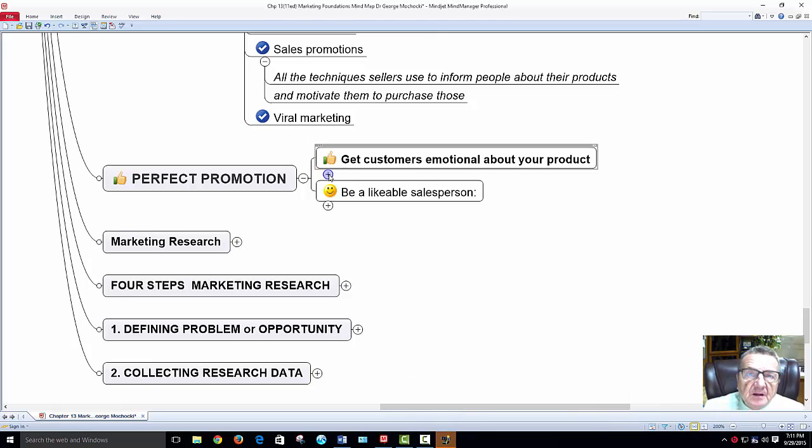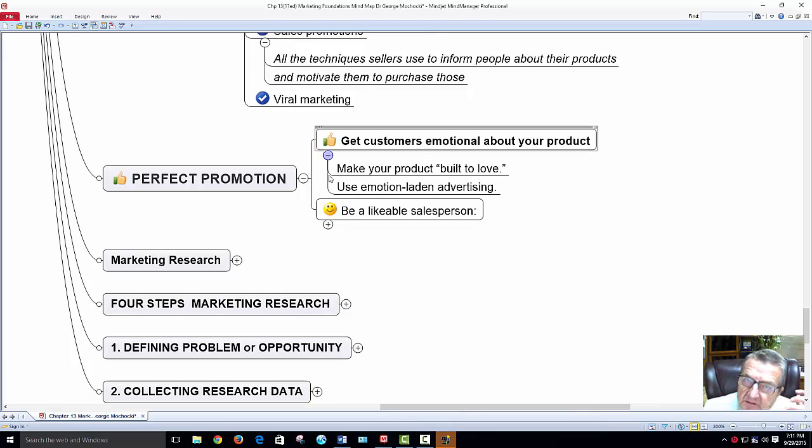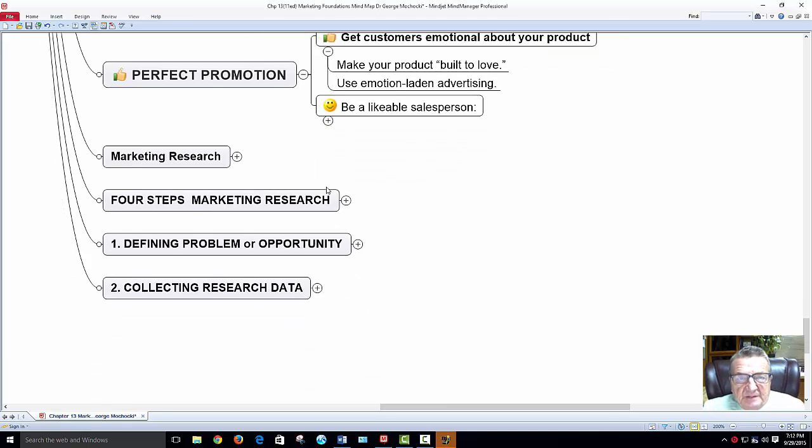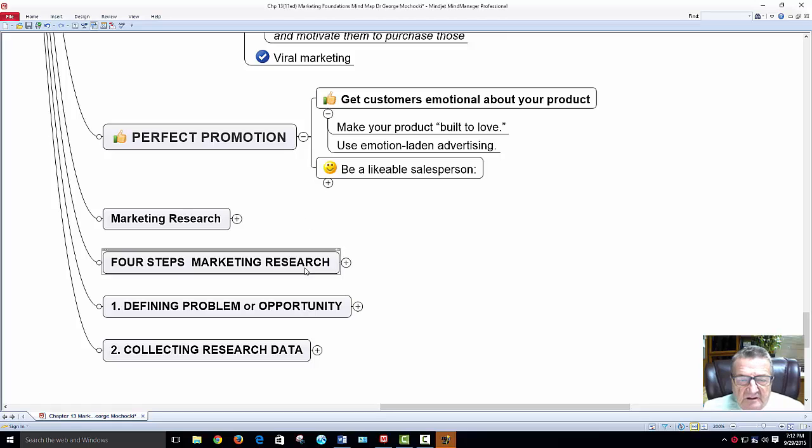Because emotions, if I get them emotionally involved, that's like the glue that'll keep all my messages, my products, my value, because that emotion will lock it together. Okay, make your product built to love. I use emotion-led advertising. Not manipulated, but emotions to get them feeling. When you look at charitable contributions, they do that. They see someone that's in dire need, and in your emotion, you think, I really want to help.